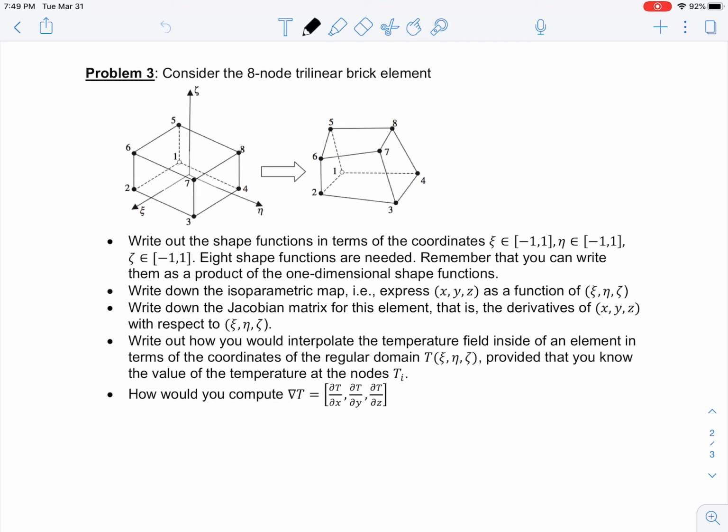Okay, so this is part 2 of lecture 20. I'm gonna solve problem 3. Again, I encourage you to try to solve it on your own before looking at the solution.